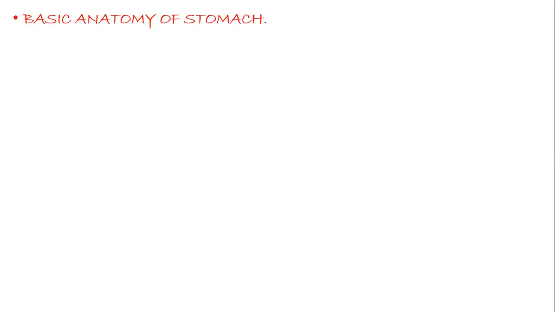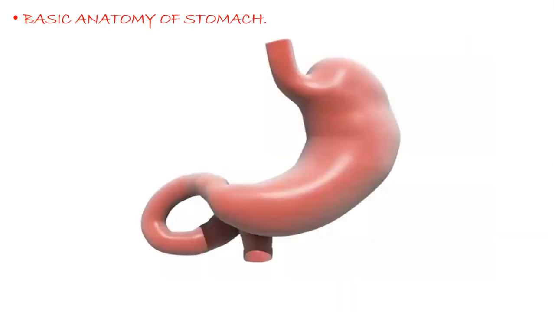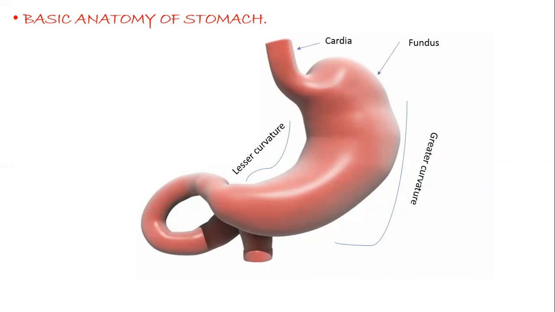Basic anatomy of the stomach. This is the stomach. Now you can see there are two curvatures. One is the lesser curvature and the second is the greater curvature. The stomach is divided into four parts. The first one is the cardia, the second one is the fundus, the third one is the body, and the fourth one is the pyloric antrum.